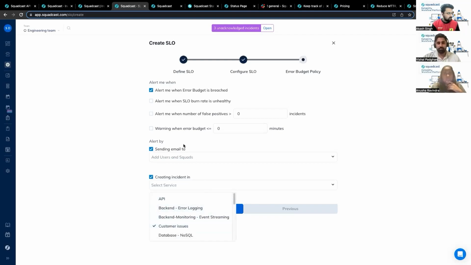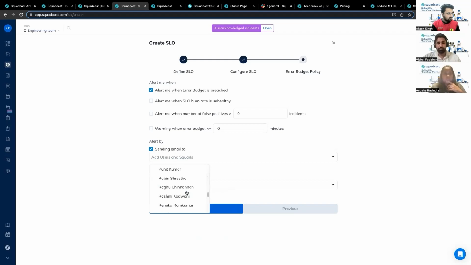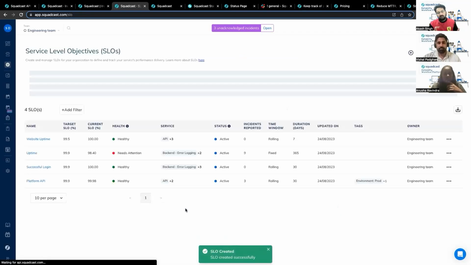So let's say I would define in here, notify the SRE squad. Once that is done, simply click on create, and my SLO is created.